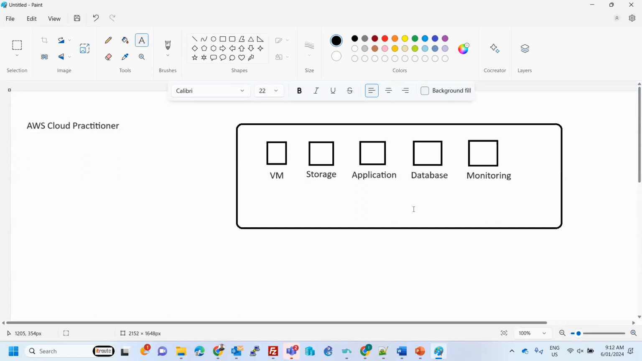Let's say previously on premises, we used to have a storage account. We had Hyper-V or VMware. On top of that, we could create virtual machines. We can deploy some applications locally. We can have database services locally. But now everything we can have in the cloud. So this is about AWS Cloud Practitioner.